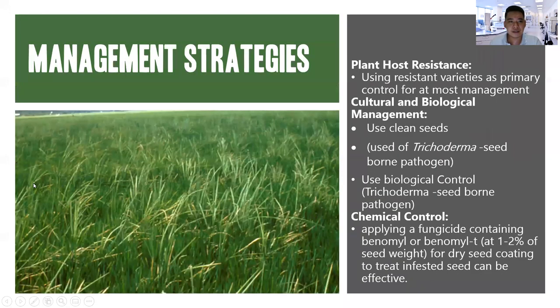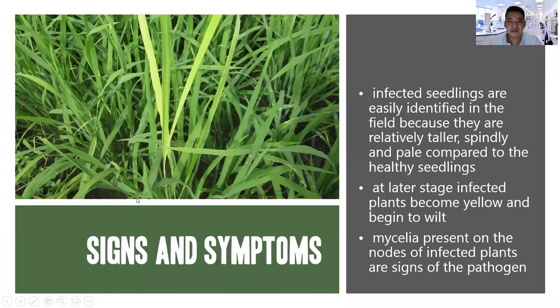ni Bakanae disease, so ayan po, kung makikita niyo po ito sa field, siya po yung matataas, medyo yellowing yung itsura niya po, at siya yung matataas doon sa field. So akala po natin ibang variety lang yon, pero cause na pala siya ng Bakanae disease. So infected seedlings are easily identified po from the field because they are relatively taller. Yun po. Then pale compared to healthy seedlings, medyo pale green yung kulay niya po kumpara doon sa healthy green na nasa field na ating rice.